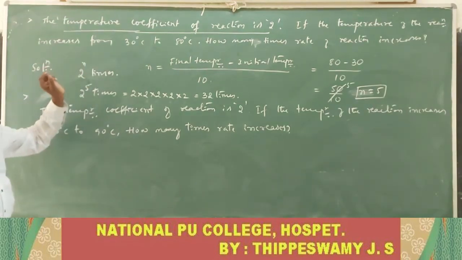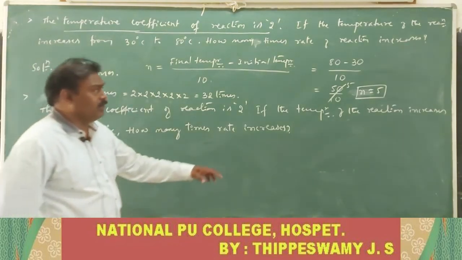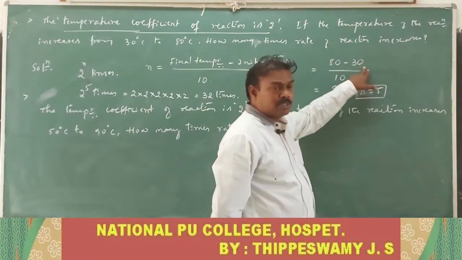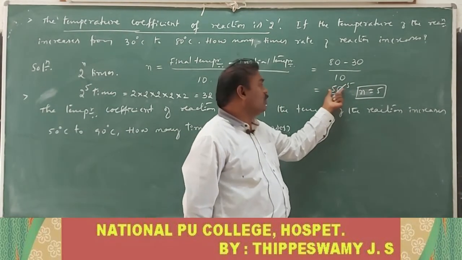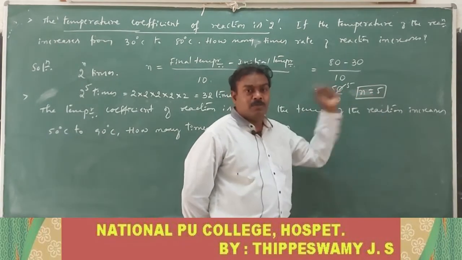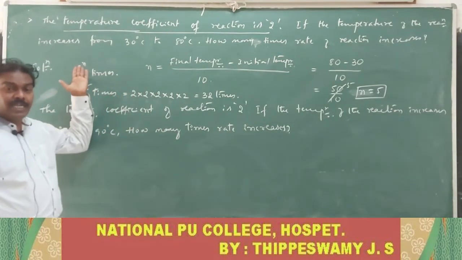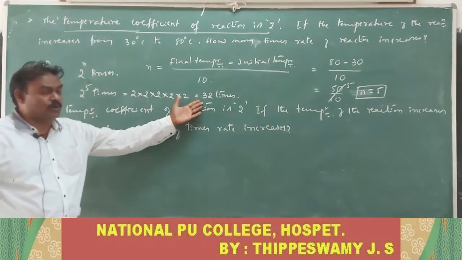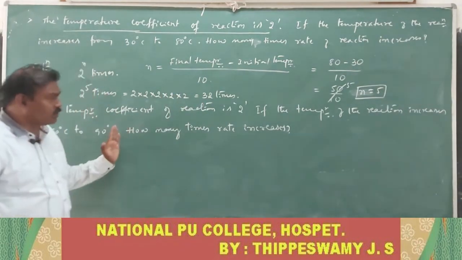So whenever the temperature coefficient of reaction is given as 2, it means the rate of reaction doubles for every rise of 10 degrees Celsius. In this, I have to take the difference of final and initial temperature, which is 50 degrees Celsius. How many 10 degrees Celsius are there in 50? So I take 50 by 10, and the value of n is 5. Means the rate of reaction increases 2 to the power 5 times, that is 32 times. Following? Similarly, we can solve the other one in the same manner.